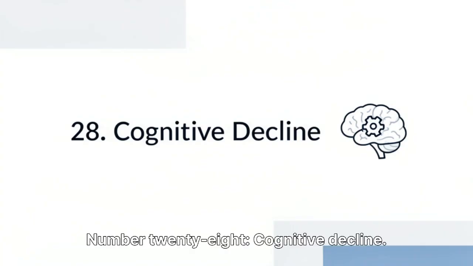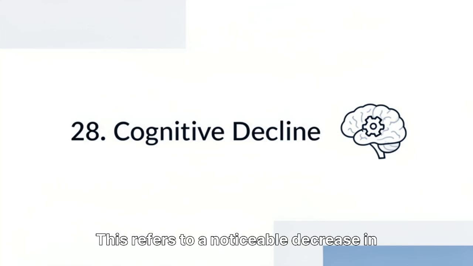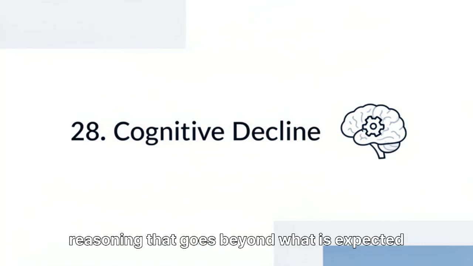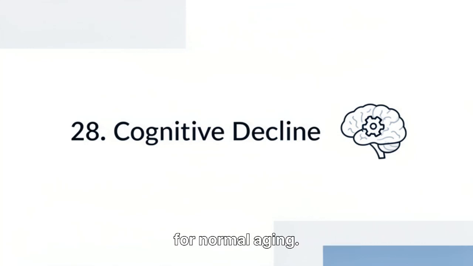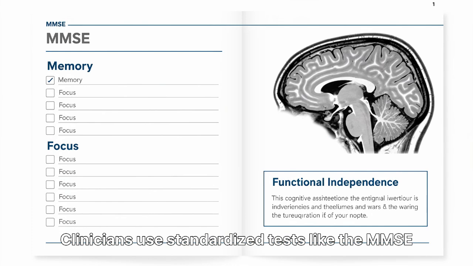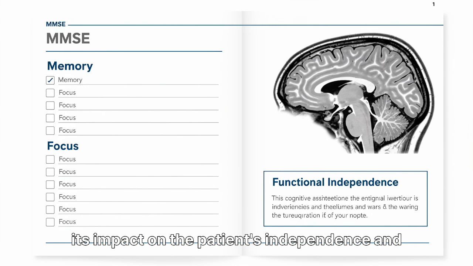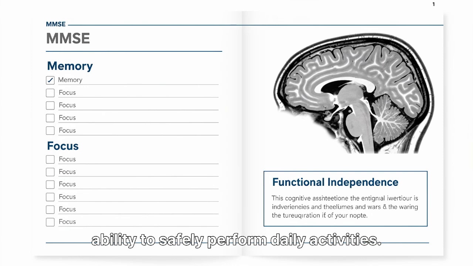Number 28. Cognitive decline. This refers to a noticeable decrease in mental functions such as memory, thinking, and reasoning that goes beyond what is expected for normal aging. Clinicians use standardized tests like the MMSE to assess the degree of decline and its impact on the patient's independence and ability to safely perform daily activities.